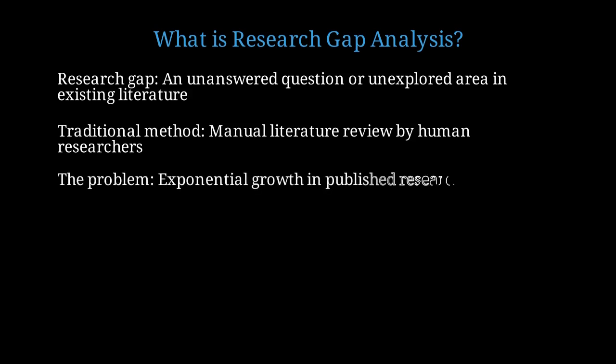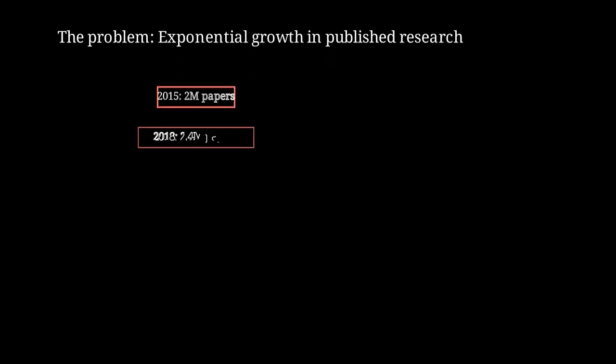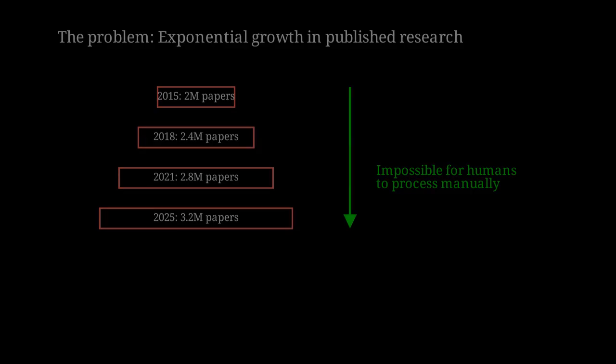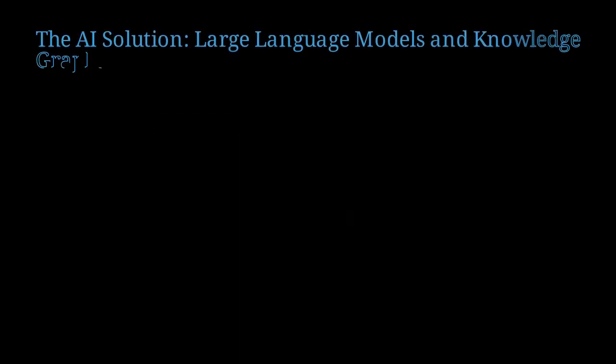But here's the problem. The volume of published research is growing exponentially. In 2025, we're seeing over 3 million new papers published annually across all disciplines. This visualization shows the exponential growth. A single researcher would need to read one paper every 10 minutes, 24 hours a day, just to keep up with one subdiscipline. This is where AI comes in.